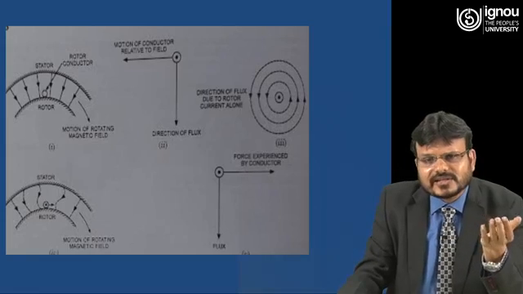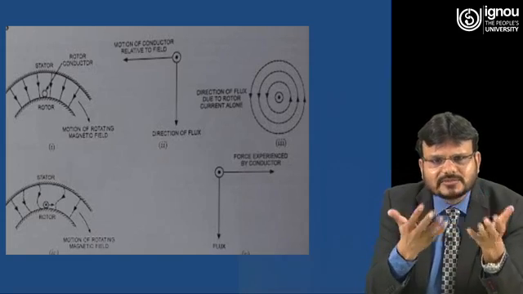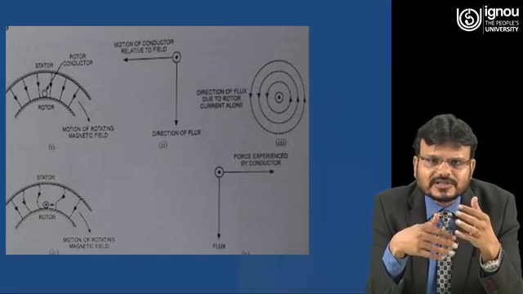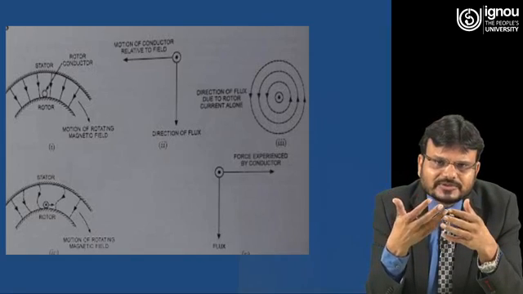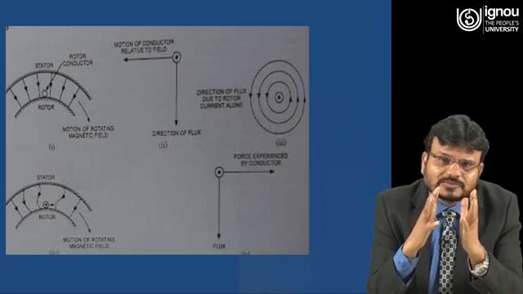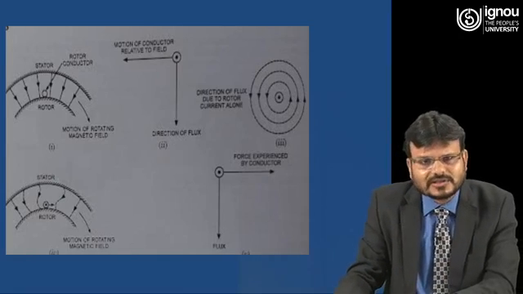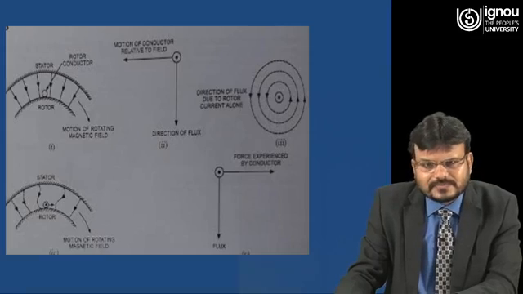In the next half cycle, what will happen? All the directions will be changed. The direction of the stator winding flux will be changed, and similarly the direction of the rotor winding flux will be changed. But the direction of rotation of the rotor will be the same, that means the clockwise direction. So this is the principle of the three-phase induction motor.